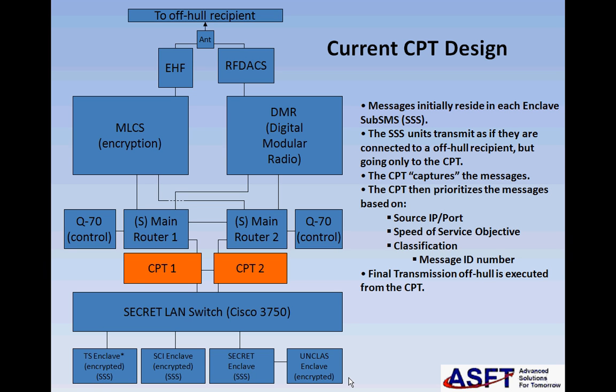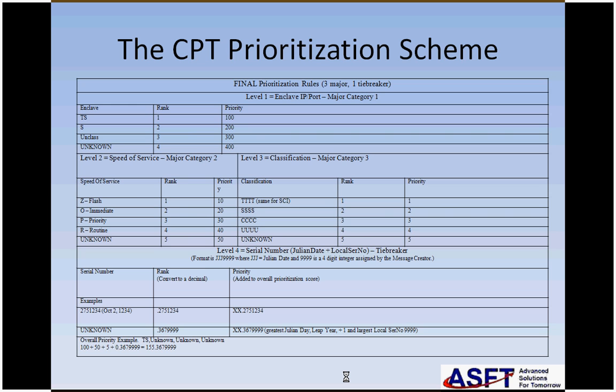Our CPT takes all message queues from each of the enclaves and prioritizes the messages based on approved Navy protocol OPNAV 5510.1. When transmission is initiated, all higher priority messages will be transmitted regardless of the originating enclave. To prioritize messages, the CPT considers multiple factors including enclave IP and port, naval message speed of service, message classification, and the message serial number. An overall priority score is calculated based on this scheme, and messages are reordered accordingly for transmission.